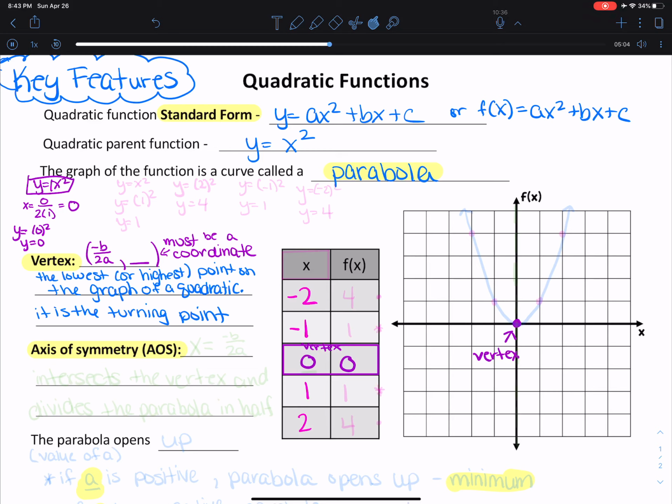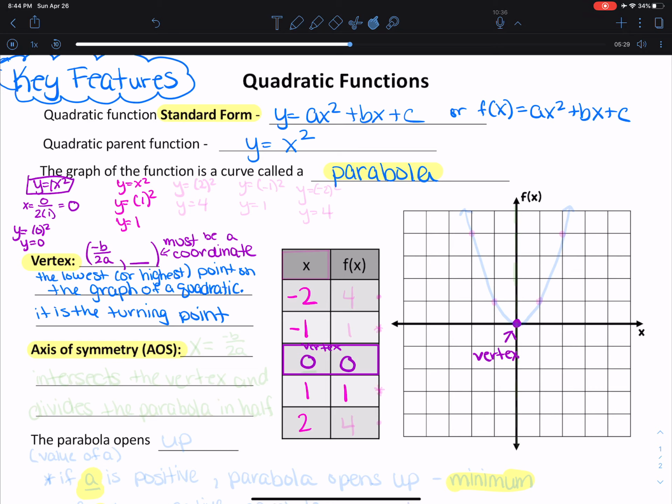Okay, now to find what our y value is for each of these two, we're going to plug it into our function. So our function is still y equals x squared. So we're going to replace x. First, we're going to replace x with 1 and solve for y. So y equals, well, 1 squared is 1. So when my x is 1, my y is 1.